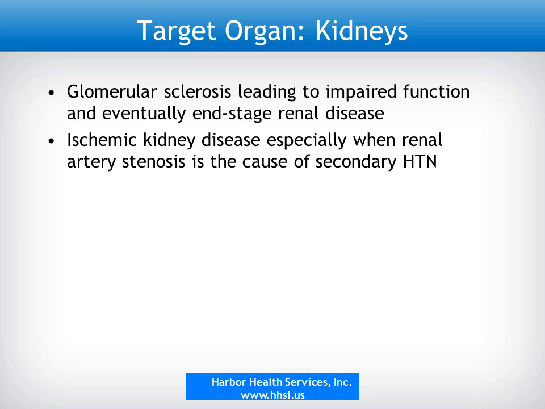So the next target organ is the kidneys. Glomerular sclerosis. Glomeruli are the little tiny vessels in your kidneys that filter, and those get sclerotic with long-term high blood pressure, leading to impaired function and eventually end-stage renal disease. Ischemic kidney disease can occur, especially when renal artery stenosis, a narrowing of the artery that enters the kidney, is the cause of secondary hypertension.